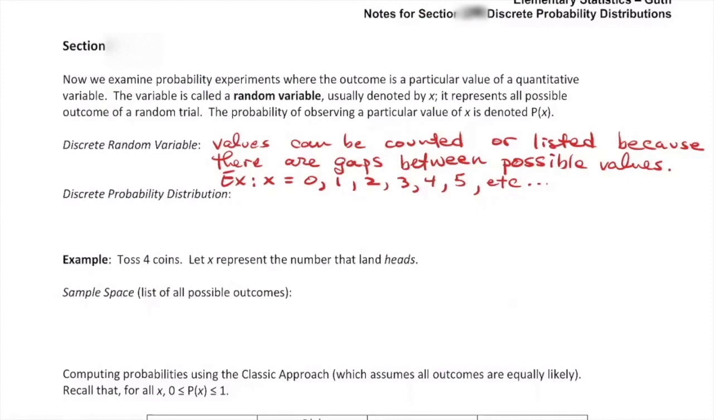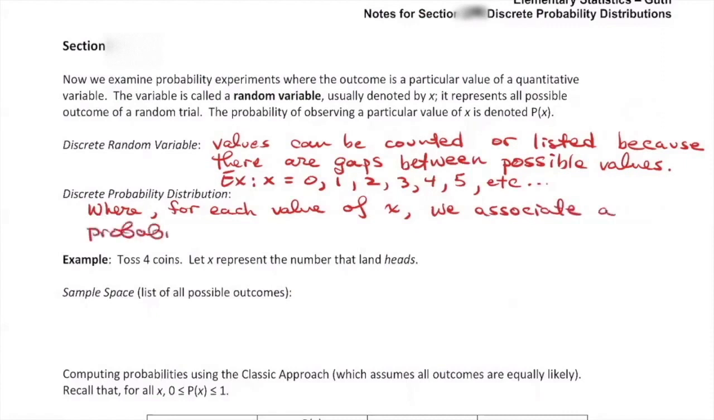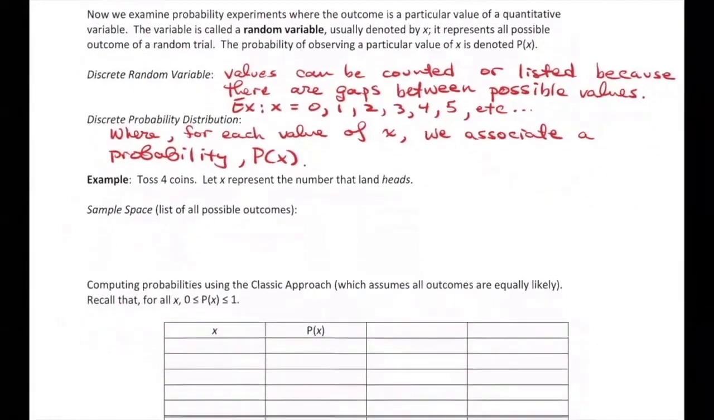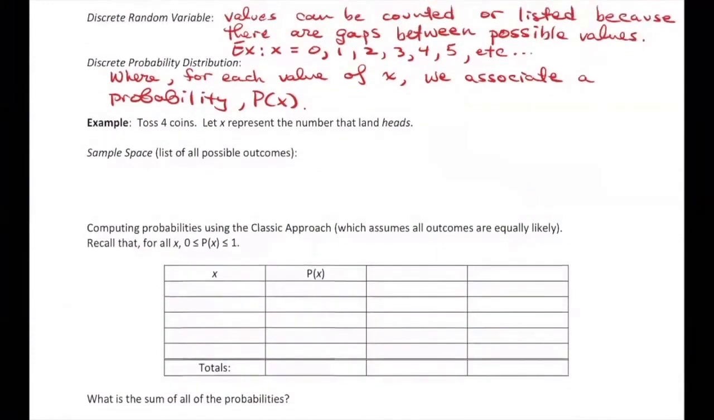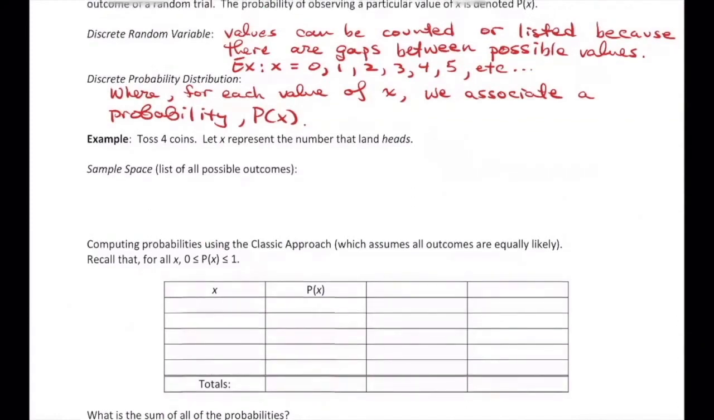And then the probability distribution is where for each value of X, we associate a probability, which will be P of X. You can see down below on the handout there's a table where I'm going to list different values for X and figure out the probabilities for every outcome. There are a couple other columns that we'll fill in later, but we're just going to build a probability distribution.